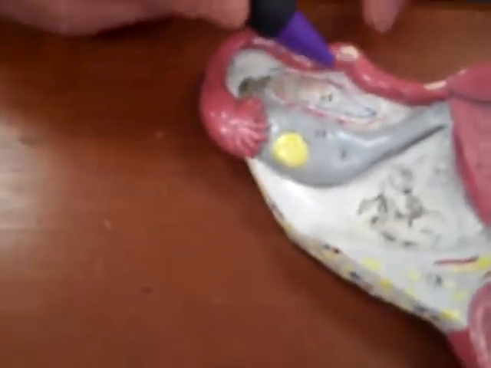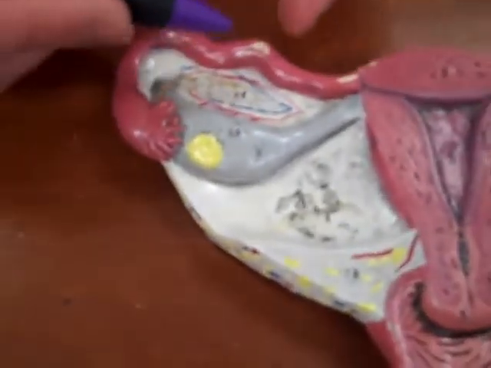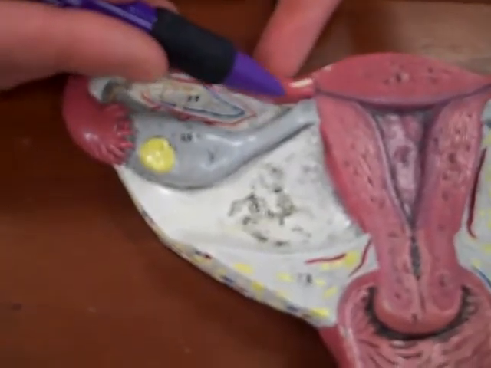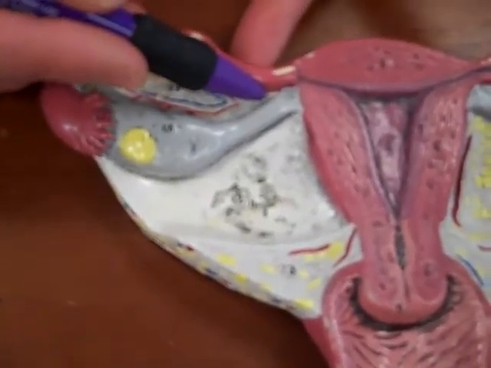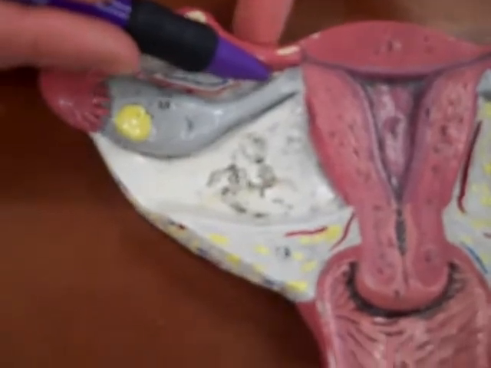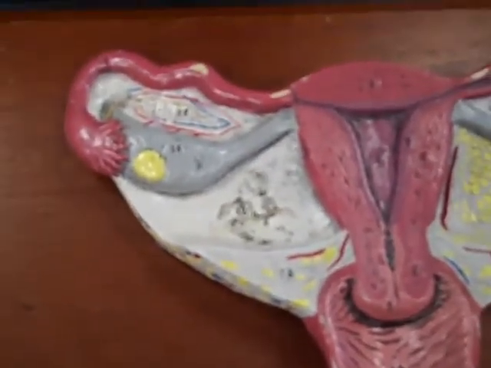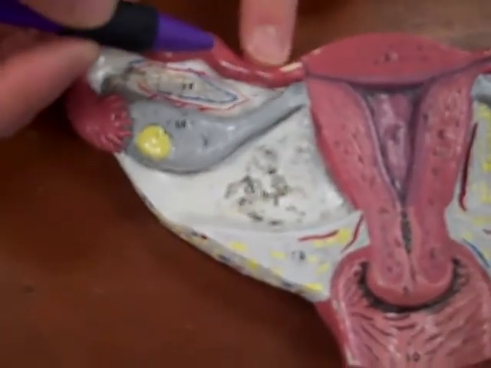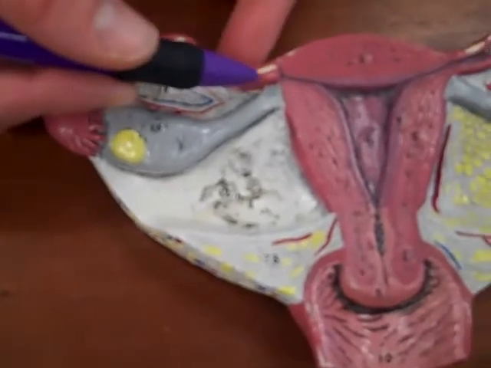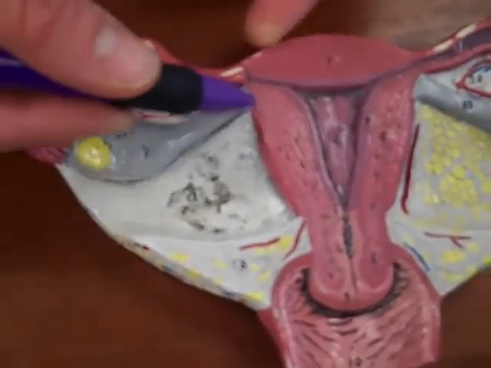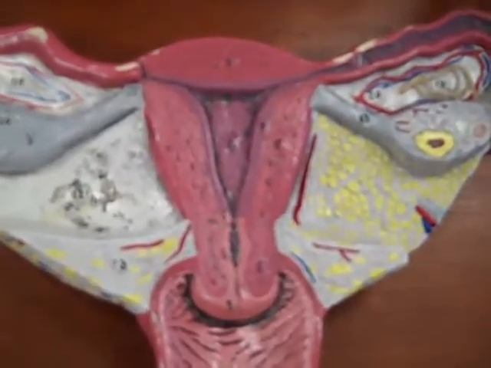If we keep going down, or over, whatever direction we're traveling here, it gets narrow right here. This is called the isthmus of the fallopian tube because it is narrow. Think about the isthmus of Panama. Go there and see how narrow it is. And then we get into the uterus.